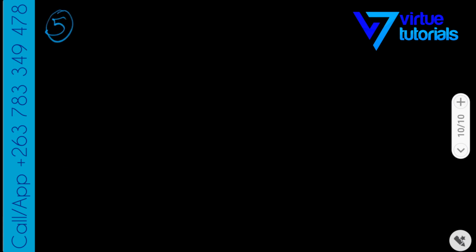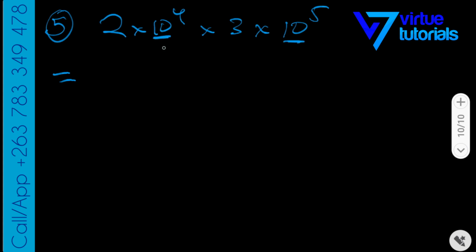So here's something you would commonly see on the topic of standard form. 2 times 10 to the power 4 times 3 times 10 to the power 5. So in this case, what you should never do is multiply 2 and that 10 and get 20 to the power 4, or multiply 3 and that 10 and get 30 to the power 5. Never do that. That's very incorrect, right? You need to rearrange so that these two, 10 to the power 4 and 10 to the power 5, multiply each other. And these two, 2 and 3, multiply each other.